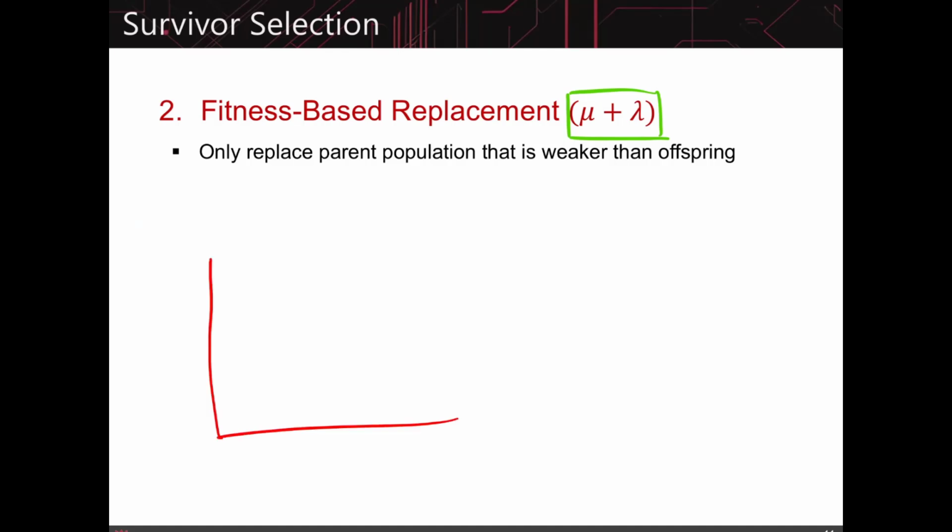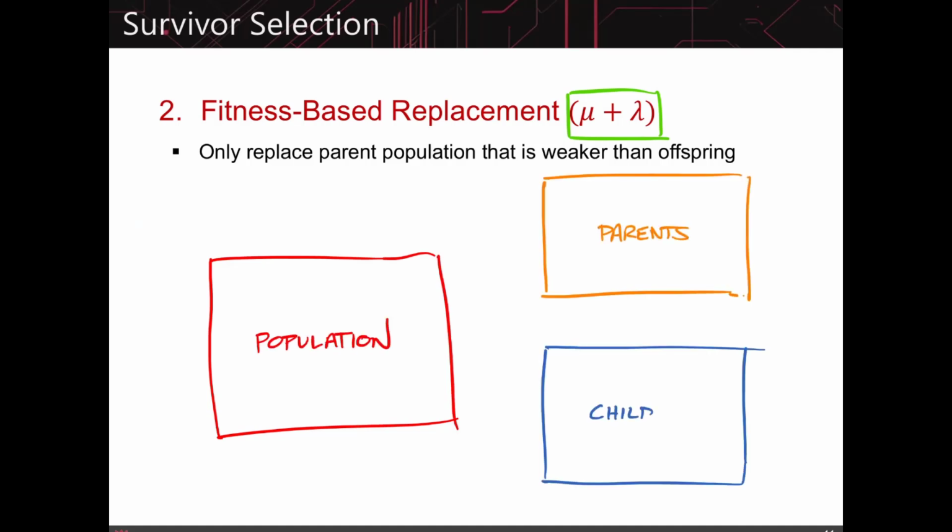Let me depict how this plays out in practice. We've got the initial population that has mu number of rows. The number of columns here would be based on the genotype, how many genes there are. And then we're going to generate parents and children based on lambda. Again, I'm assuming that the number of parents is equal to the number of children. Technically, that's not required, but it's very common.